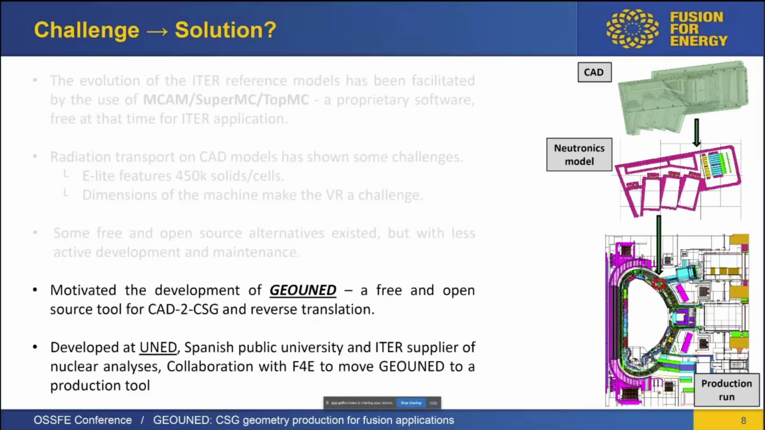As I mentioned, this was developed at UNED, the Spanish public university, and it's also an ITER supplier of nuclear analysis. And now in recent years, they also collaborate with Fusion for Energy. This is the European domestic agency working on the ITER project, just trying to adapt this tool to a more production quality, to set up also the GitHub repository with the CI, with the documentation, and all the rest that comes with it, like also myself doing this presentation in front of you and trying to motivate your involvement or just trying out the tool.